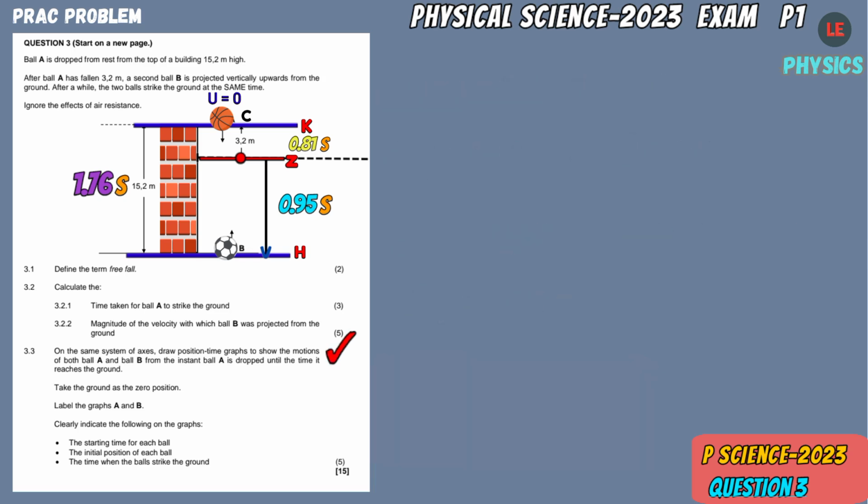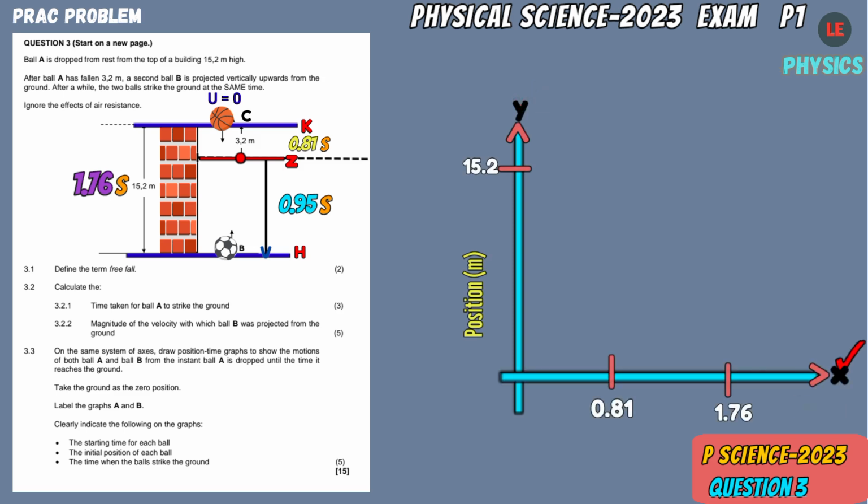The last question instructs us to draw the graph to illustrate ball C and ball B. The graph will have distance as height on the y-axis and time on the x-axis. The ball was dropped from 15.2 meters high and took 1.76 seconds to reach the ground. Ball B starts at 0.81 seconds, projected upwards, and takes 0.95 seconds to hit the ground. When we add 0.95 to 0.81 seconds, that gives 1.76 seconds, which is where ball B landed.